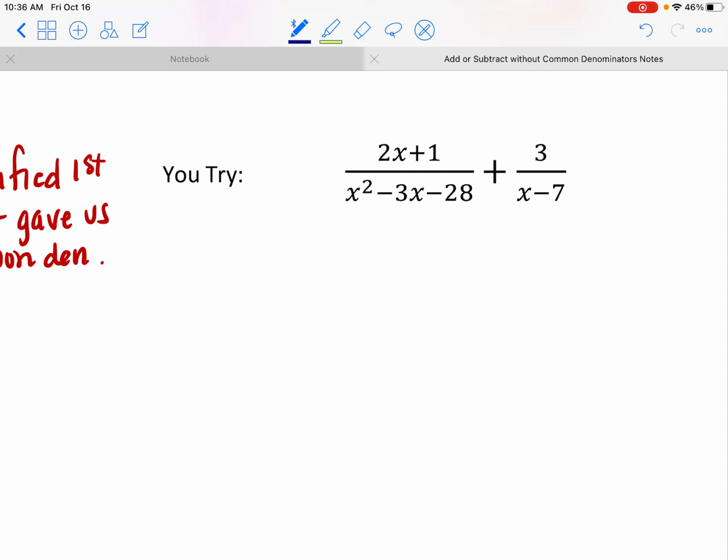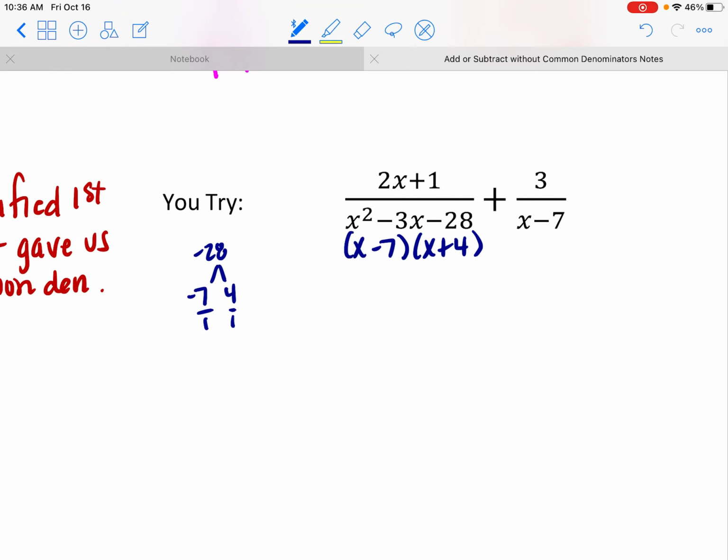Let's see. Factors of negative 28 that make negative 3 would be negative 7 and positive 4. And so this denominator is going to factor into an x minus 7 and an x plus 4. That means our common denominator is going to have one of each of those binomials. Least common denominator is going to have an x minus 7 and an x plus 4. So the first fraction's good, but the second one is missing the x plus 4.